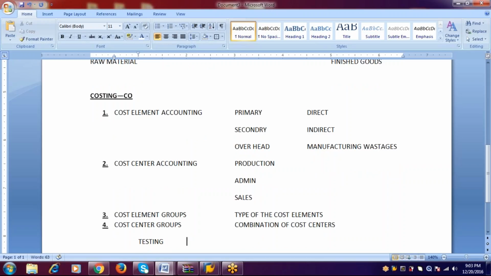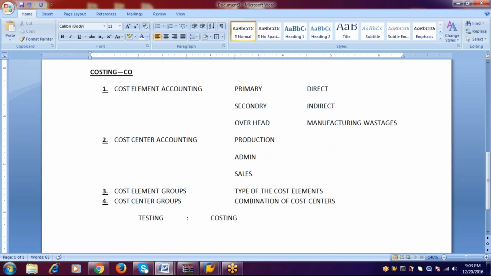Testing. That means when posting a transaction in general ledger posting or anything else, what is the difference once we have added the costing? When we are posting the expenses of any cost element, what will happen? That can be decided through the posting of the costing. Done. Up to here is the basics of cost element accounting and cost center accounting, as well as cost element groups and cost center groups.